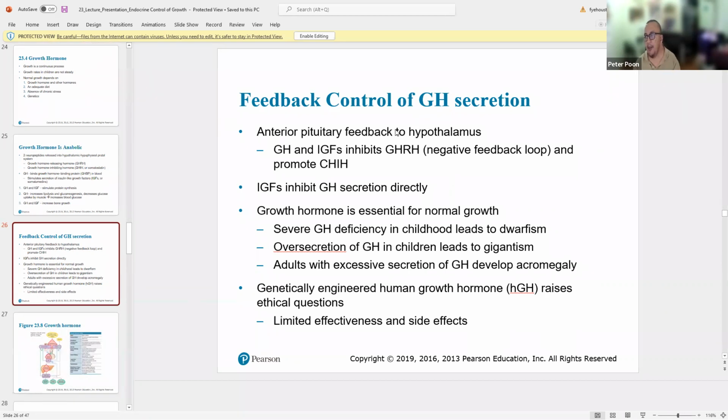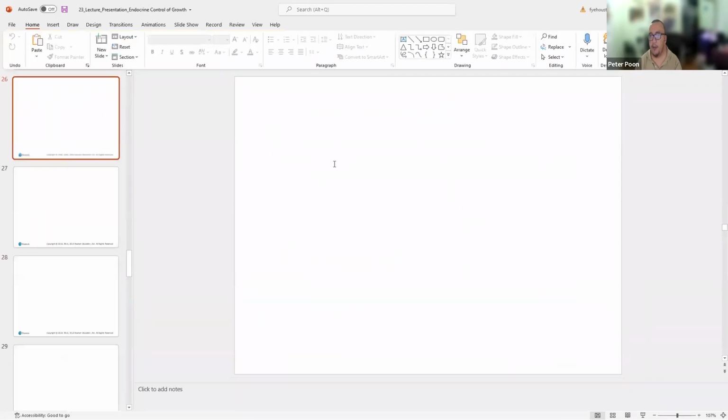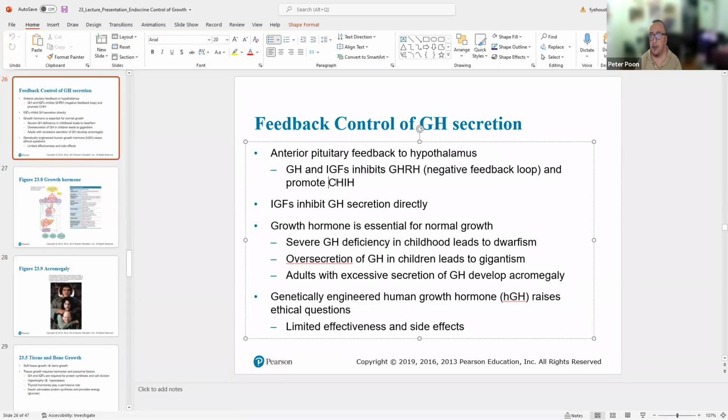Okay, the anterior pituitary feeds back to the hypothalamus. So GH and IGF inhibit GHRH and promote GHIH. Let me fix all that. This should be GHIH.